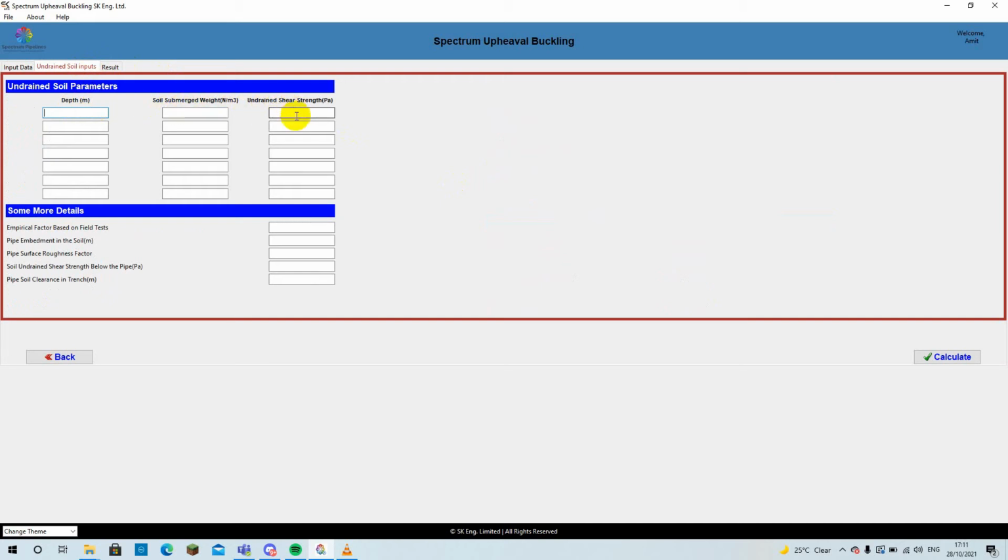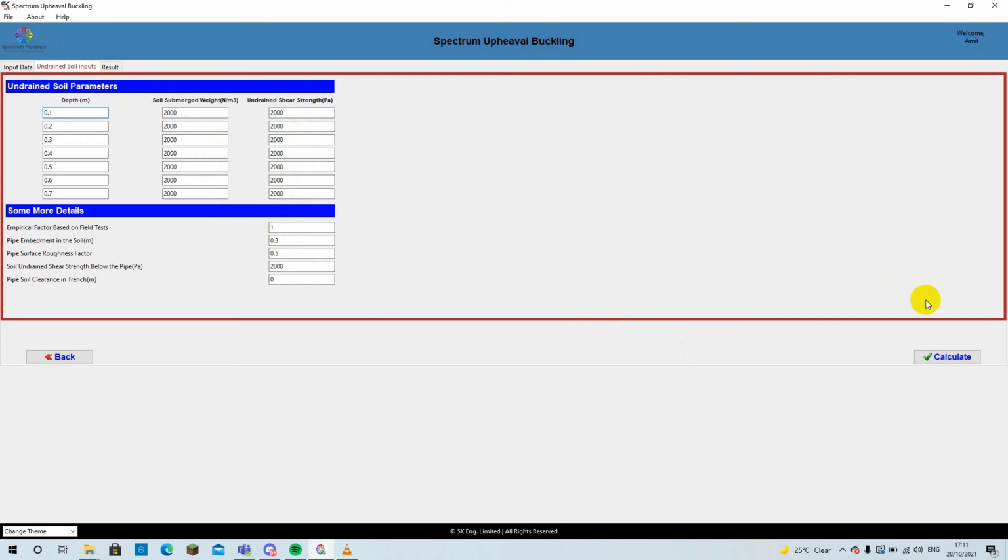The geotechnical inputs such as undrained shear strength and soil submerged weight for undrained global and local failure check continue on the second screen. Some additional input parameters such as empirical factors based on field tests, soil undrained shear strength below the pipe, and gap between the pipe and the soil in the trench are then entered.